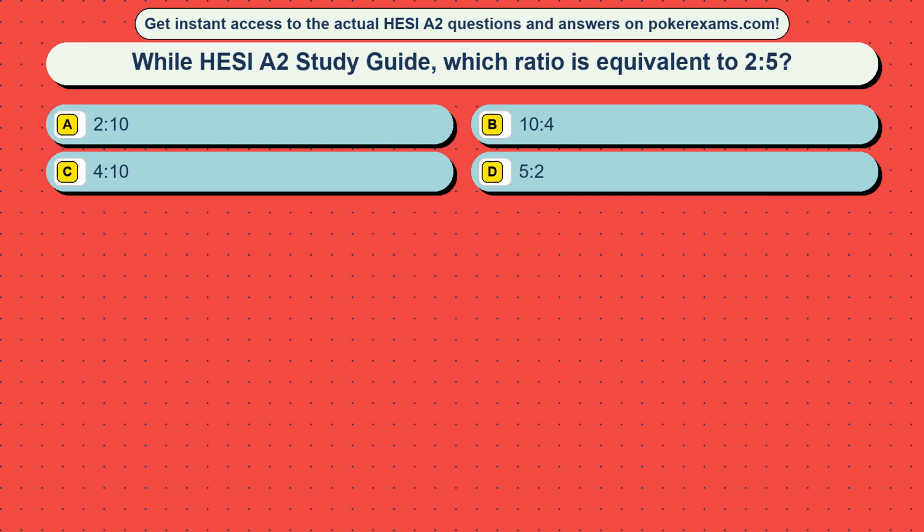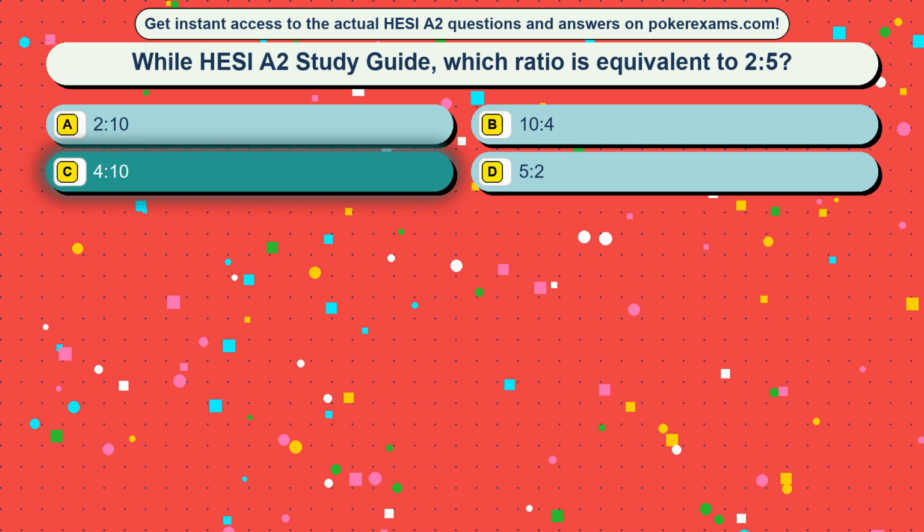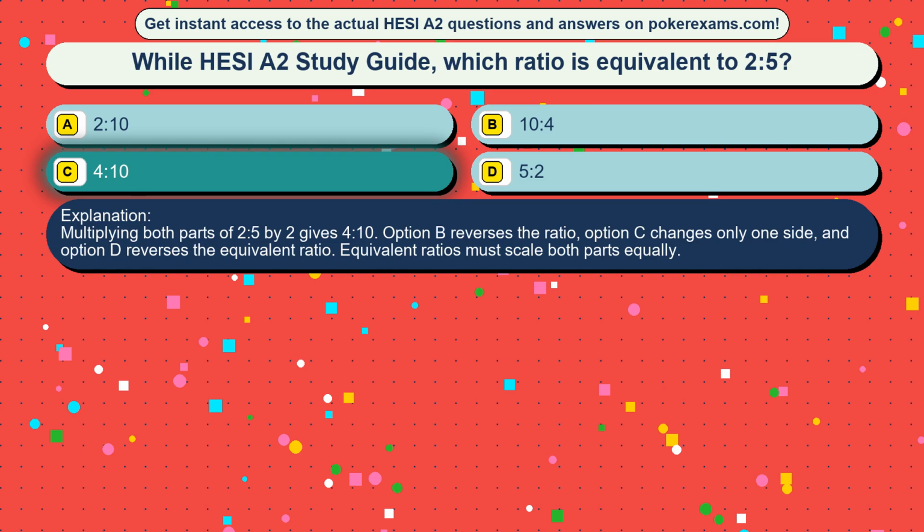Question 47. On the HESI A2 Study Guide, which ratio is equivalent to 2:5? Option A. 2:10. Option B. 10:4. Option C. 4:10. Option D. 5:2. The correct answer is option C. 4:10. Multiplying both parts of 2:5 by 2 gives 4:10. Option B reverses the ratio, option A changes only one side, and option D reverses the equivalent ratio. Equivalent ratios must scale both parts equally.